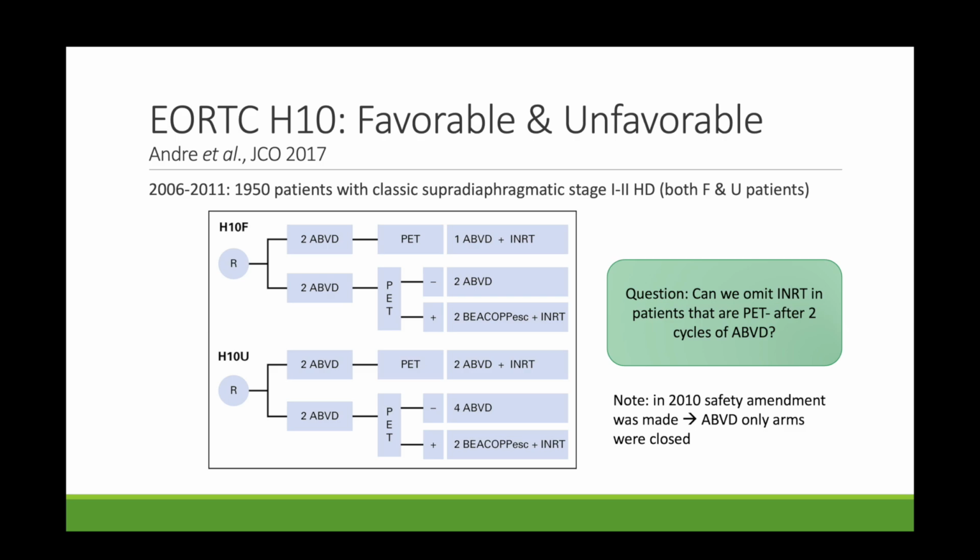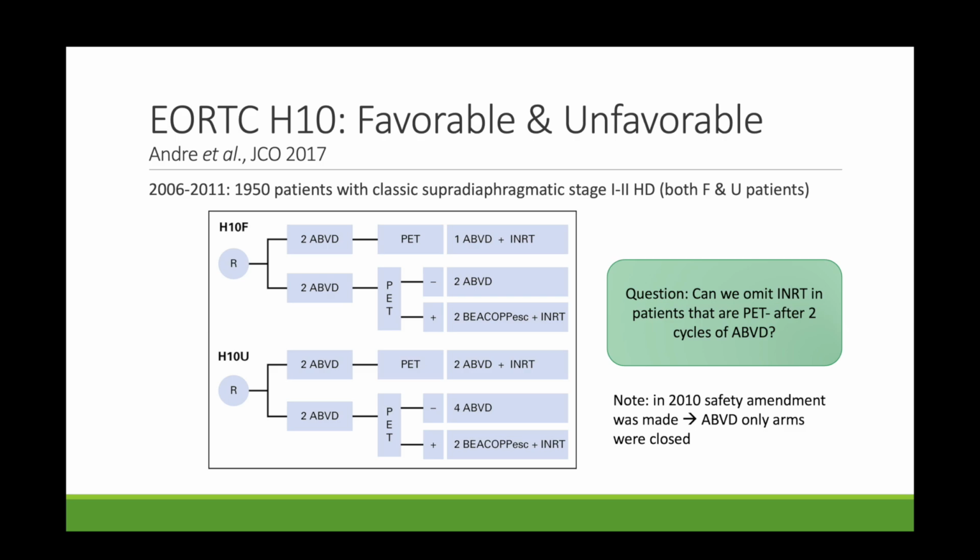So we talked about German HD10 and HD16. We're now going to move on and talk about EORTC H10, which was a trial that asked the question, can we omit involved nodal radiation in patients that are PET negative after 2 cycles of ABVD? And this is a very similar question actually to the question that was asked by the German HD16 trial, but what EORTC did is that they took patients, and let's just focus on the favorable arm for now.